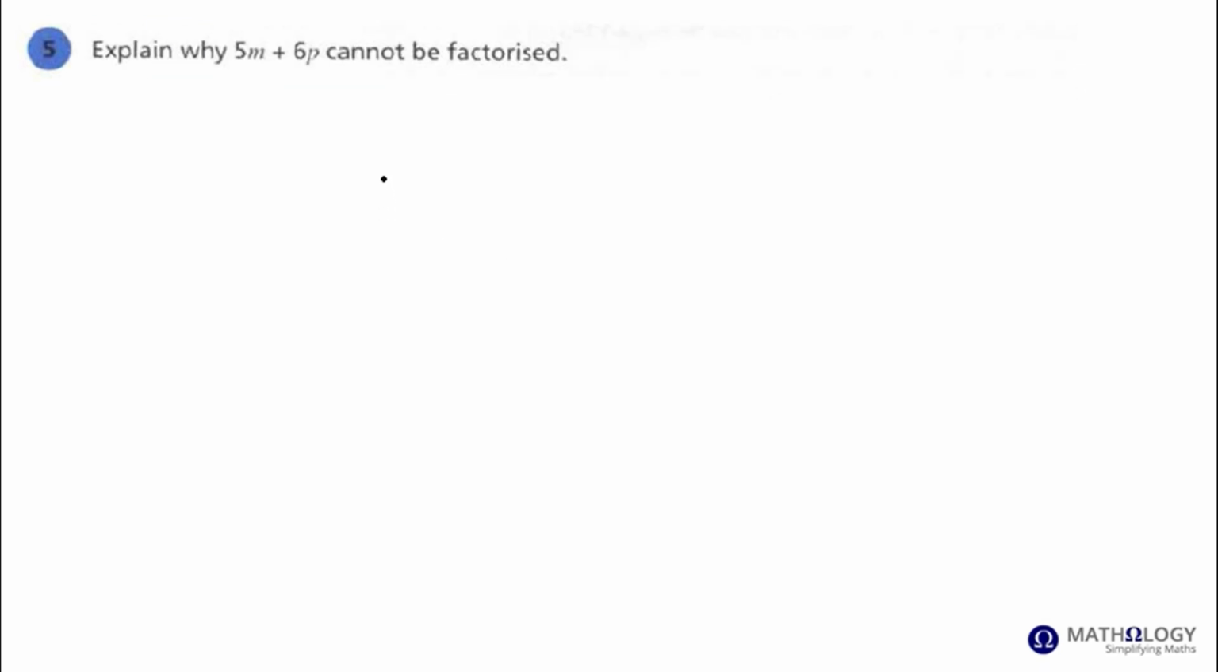Explain why 5m plus 6p cannot be factorized. Well, the simple answer is there are no common factors between 5m and 6p. There isn't a common factor between 5 and 6. There isn't a number that goes into 5 and goes into 6, and m and p are different variables. So to answer this, again, do not leave the answer blank. You will not be awarded any marks. You must write out equals and write out the expression again.